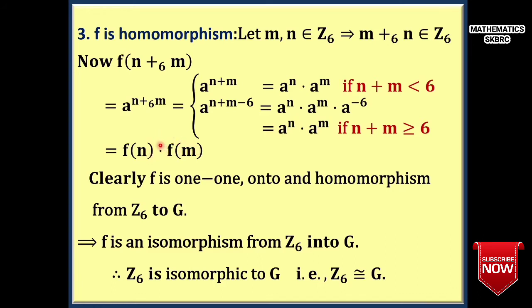Here, the operation in G is dot and the operation in Z6 is addition modulo 6. Therefore, f of n plus m addition modulo 6 is equal to f of n into f of m. Clearly, f is one-one, onto and a homomorphism from Z6 to G. That gives f is an isomorphism from Z6 to G. This concludes that Z6 is isomorphic to G, hence proved.